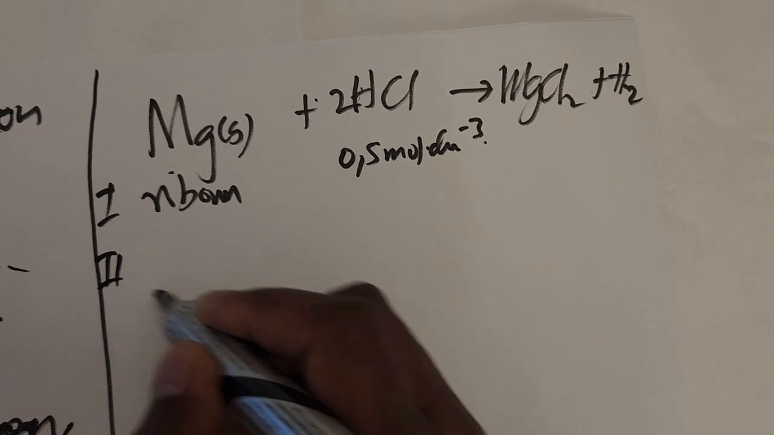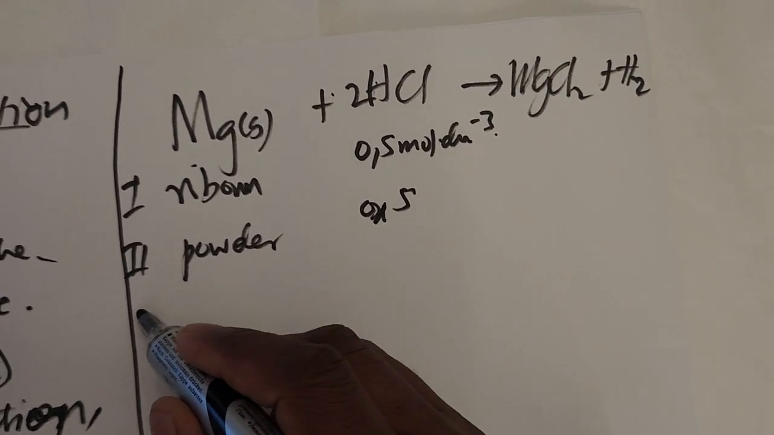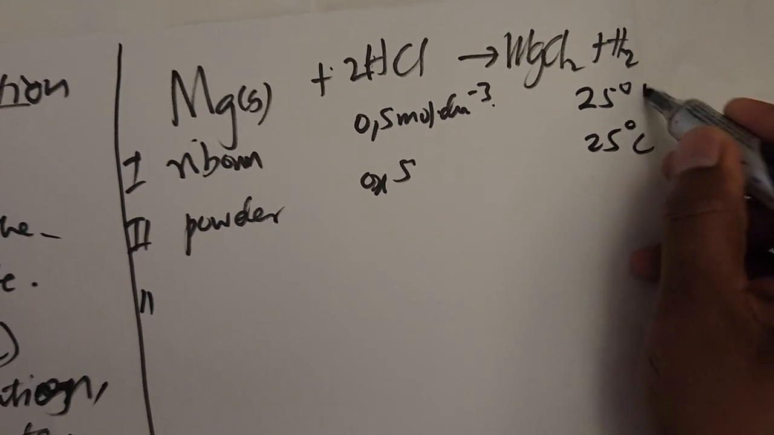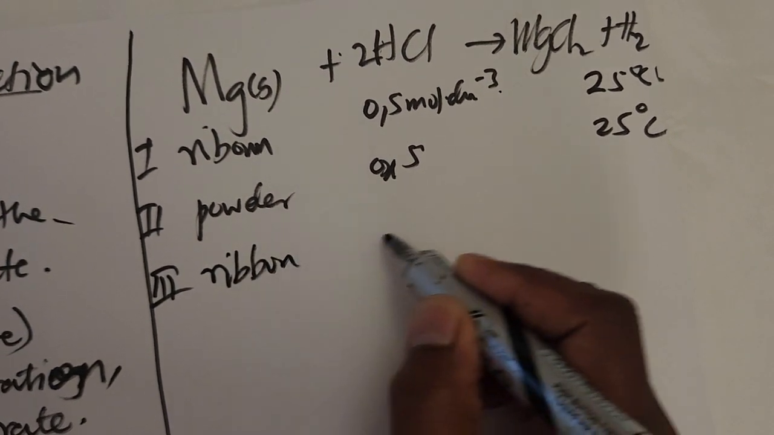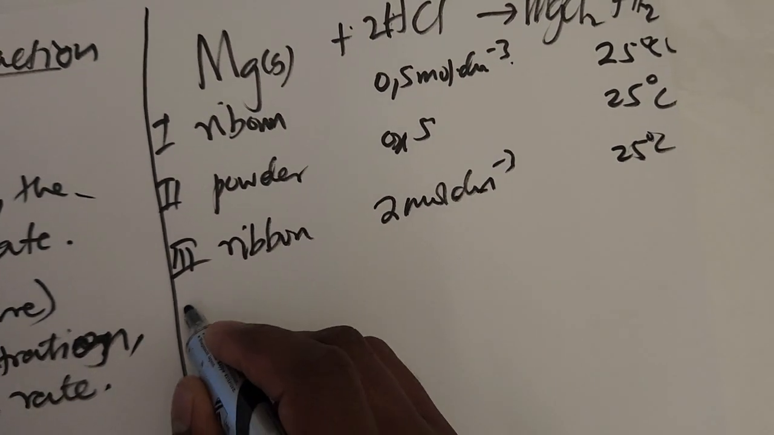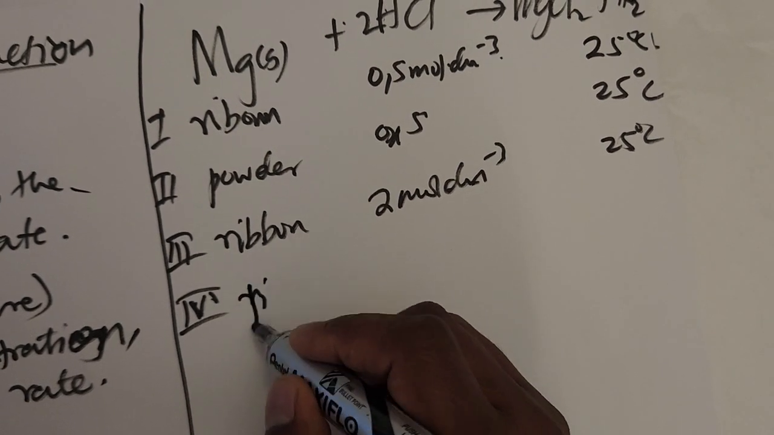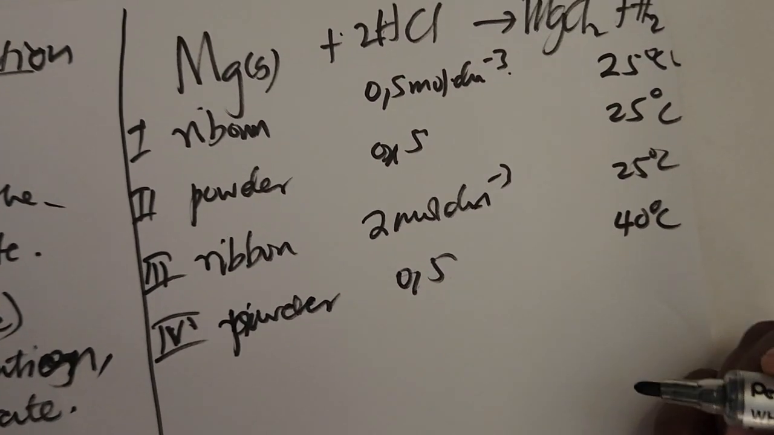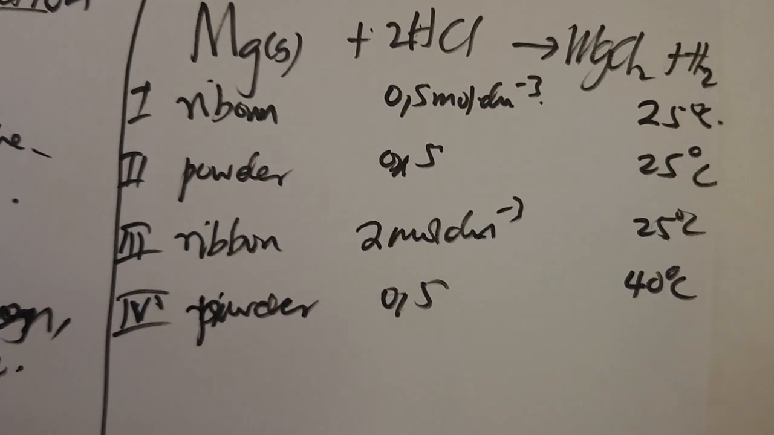Experiment 1. Experiment 2, I use the powder, and then still with 0.5 concentration here. Reaction 3, let's say at 25 degrees Celsius here. And then reaction 3, I use the ribbon. Now it's 2 mol per dm cube, and then still at 25. And number 4, I use a ribbon or maybe powder, 0.5, but I use 40 degrees Celsius here. Fine. I'll talk about the 5th factor because normally it will come after this one.